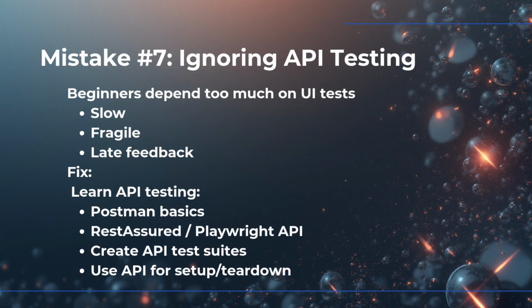Unless it is asynchronous, then that's a different concept I don't want to discuss here. It will be easy to automate, that is true, and it doesn't depend on UI state. And UI automation should only test flows, not logic. Okay, so how do we fix this mistake? We need to learn API testing basics.